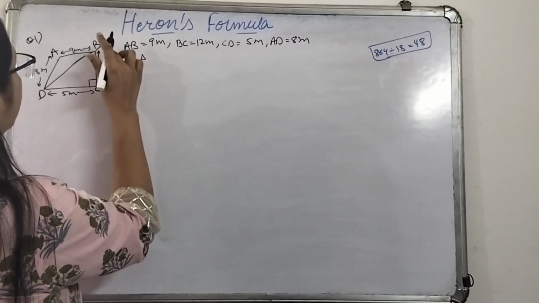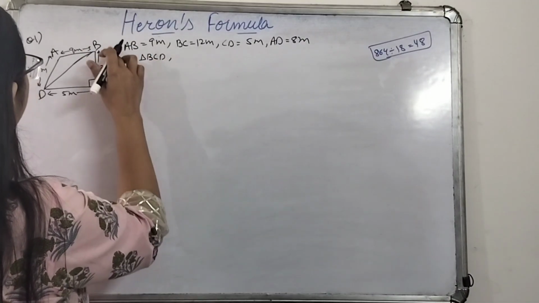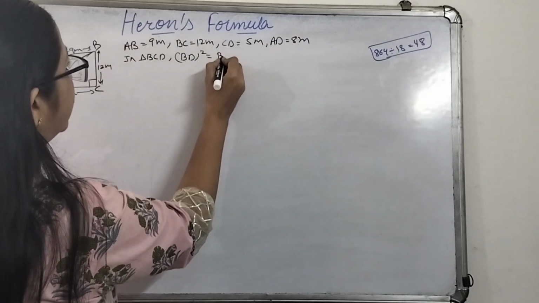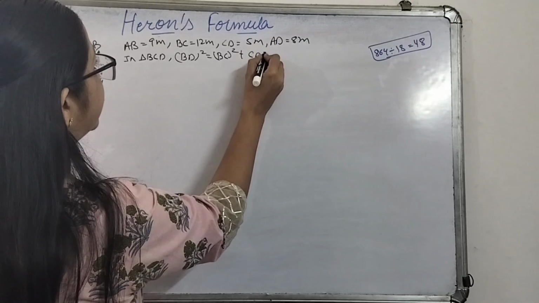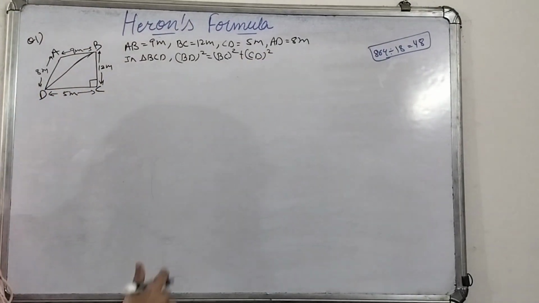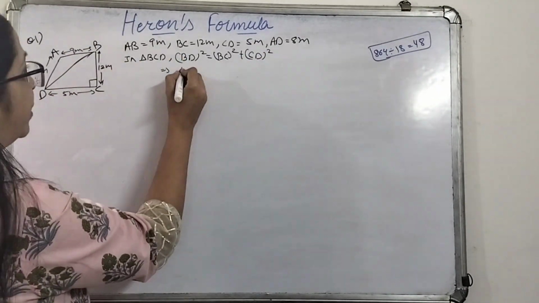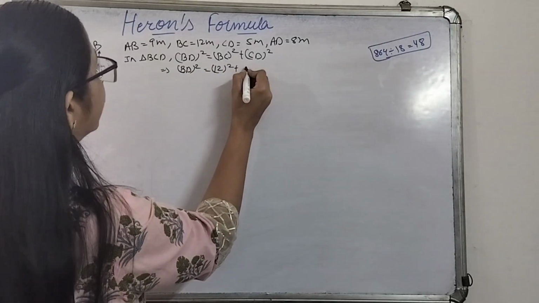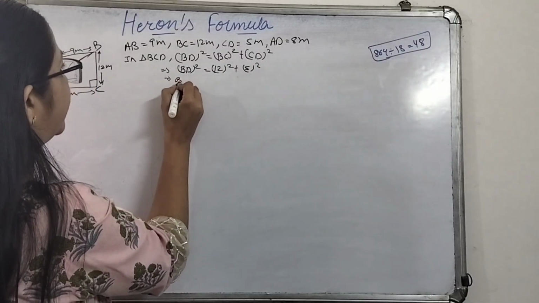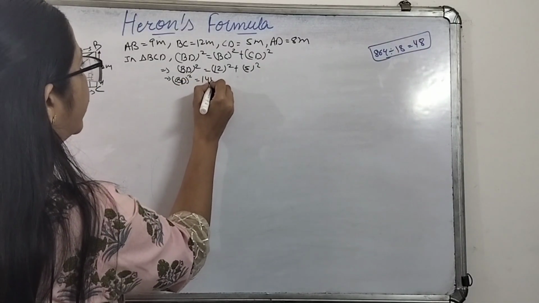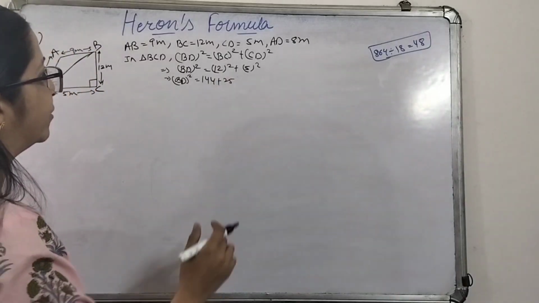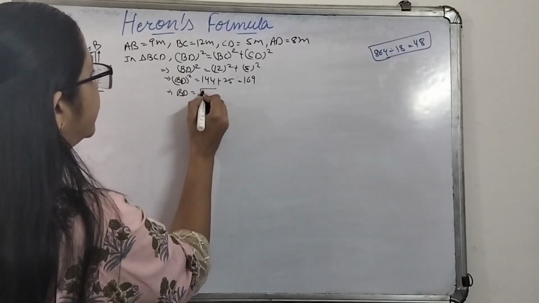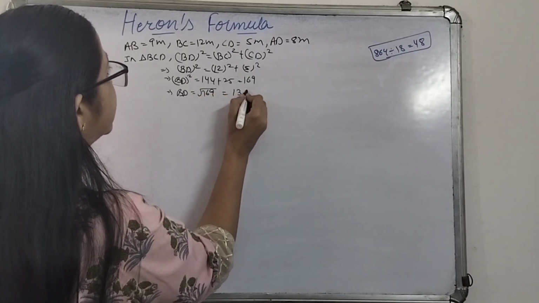So in triangle BCD, hypotenuse square, that is BD square, will be equivalent to BC square plus CD square. We have applied the Pythagoras theorem. So BD, we have to find its value. BC is 12 and CD is 5. So square of BD will be 12 square is 144 and square of 5 will be 25. That will be your 169. So BD will be square root of 169. That will be your 13 centimeter.